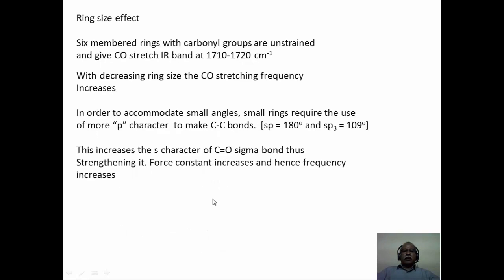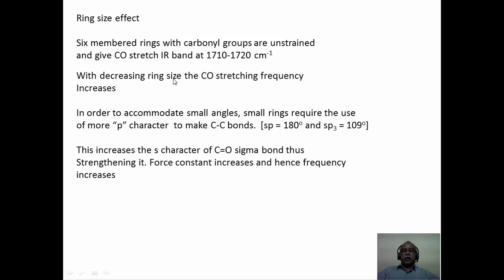Now let us go to the effect of the ring size. A 6-membered ring with a carbonyl functional group is a relatively unstrained ring, because a 6-membered ring can accommodate the hybridization angle of 109 in the saturated carbons and 120 in the case of the carbonyl sp2 carbon, for example. This gives rise to the IR band at around 1710 to 1720 inverse centimeter, which is the base value normally taken for a saturated ketone, particularly of a 6-membered cyclohexanone kind of a saturated ketone. With the decreasing ring size, the carbonyl stretching frequency increases for the following reason.